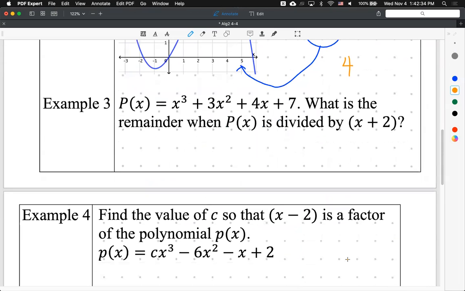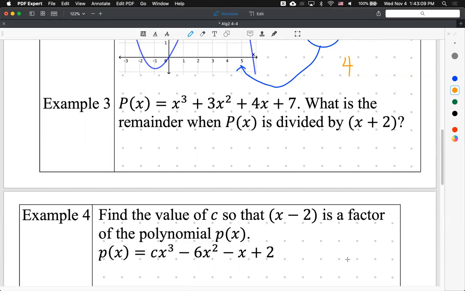Example number 3. This time I'm giving you the polynomial. Here it is. It's x to the power 3 plus 3x squared plus 4x plus 7. What is the remainder when I divide by x plus 2? And you could just use synthetic division. That is one way to answer this. If I go ahead and do a -2 in the box in the top left, write the coefficients 1, 3, 4, 7, do all of the math. There's a little shortcut though. If you want to skip right to the very end, the remainder, just plug in something. There's a shortcut.